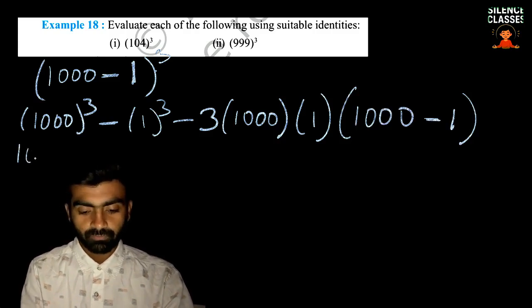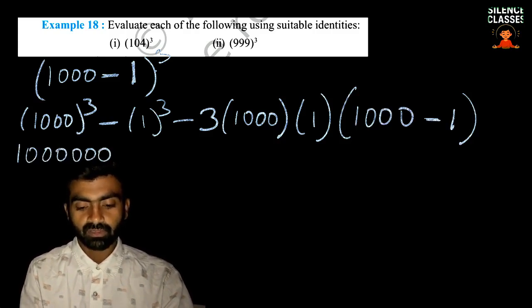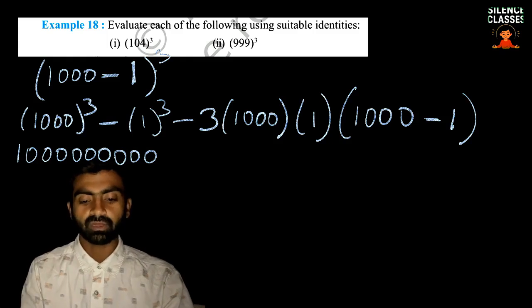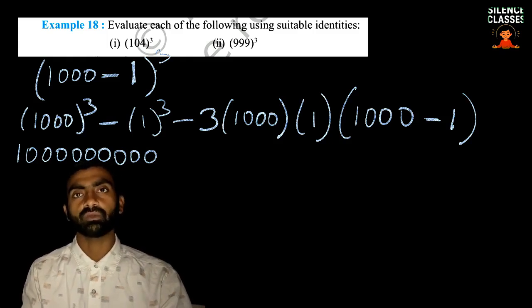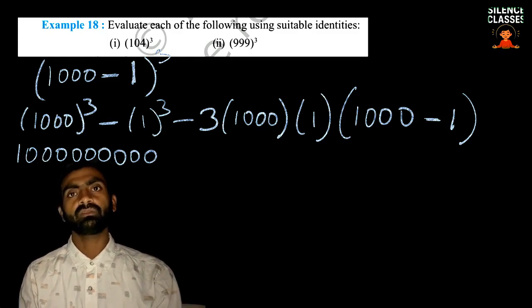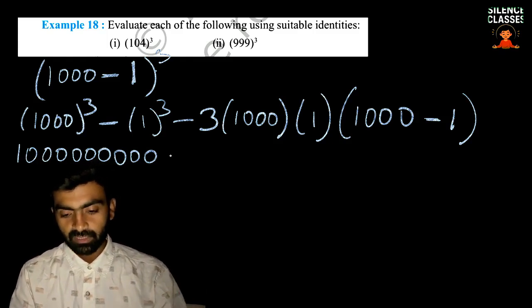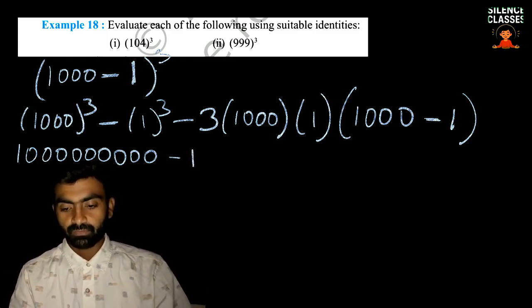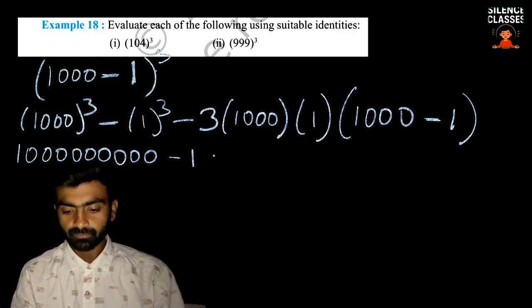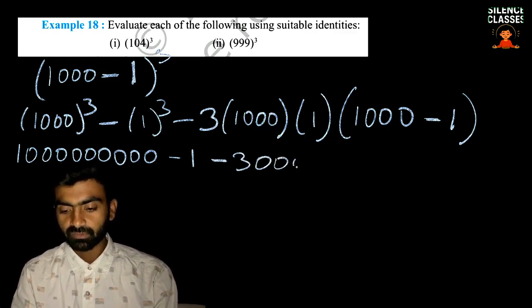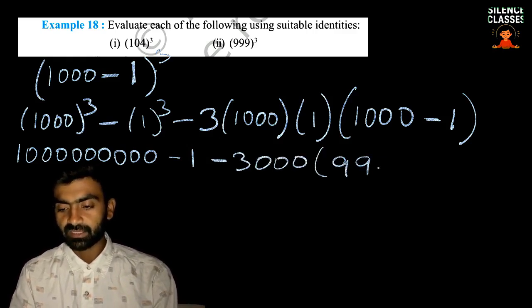So it will become 1, 2, 3, 4, 5, 6, 7, 8, 9. Okay, means if we write it down, 1000 multiplied by 1000 multiplied by 1000, 3 plus 3 plus 3, means 9 zeros will be there. Okay, and it will become minus 1, and once I open the bracket, it will become minus 3000, and we have to multiply it by 999.